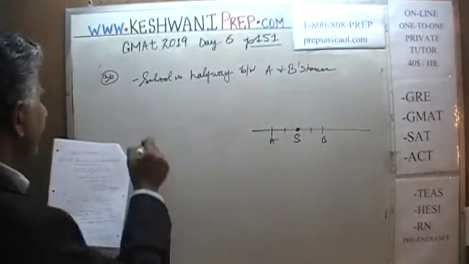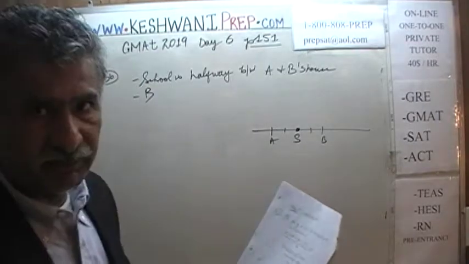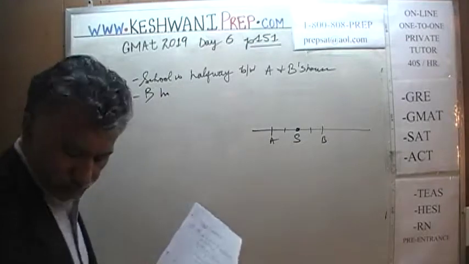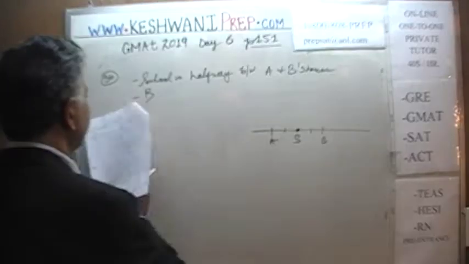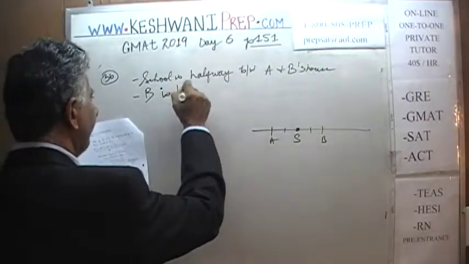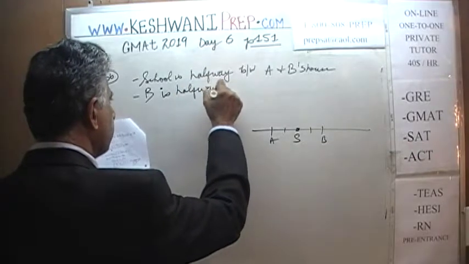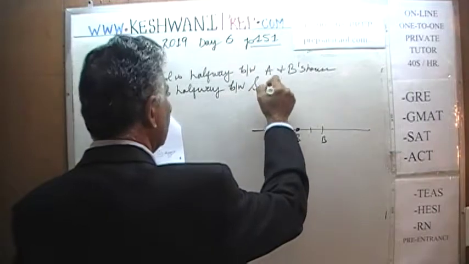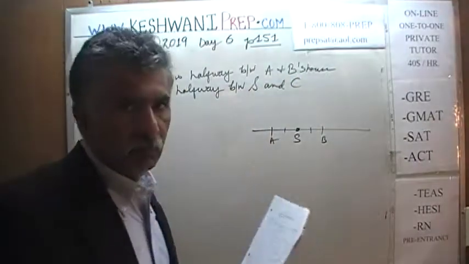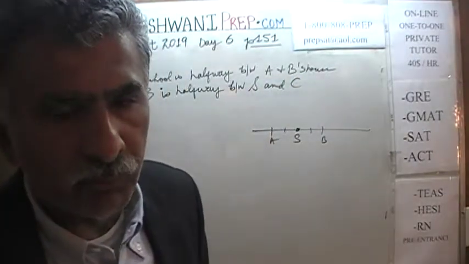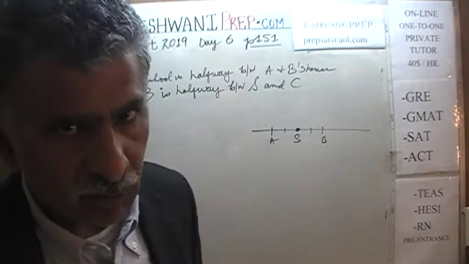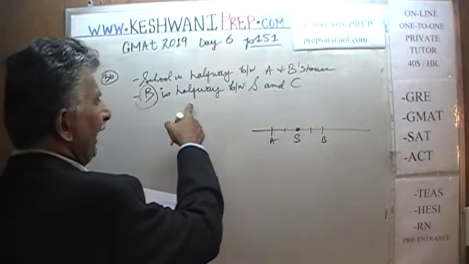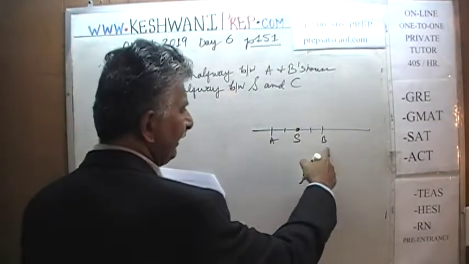They go on to say in the next sentence that B is in fact halfway between the school and C. Where C, as you know, if you're looking at the book, you know what C is. C is Carlos' house. So B is halfway between the school and Carlos.